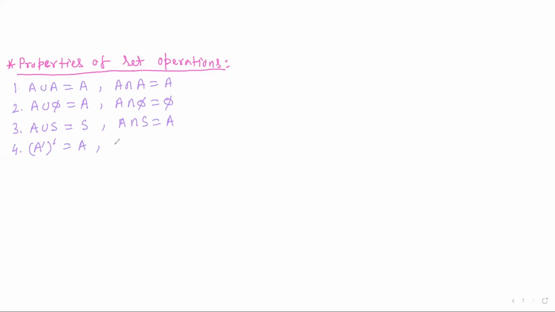Next property: A union A complement is the universal set, but A intersection A complement will be phi, that is the null set.